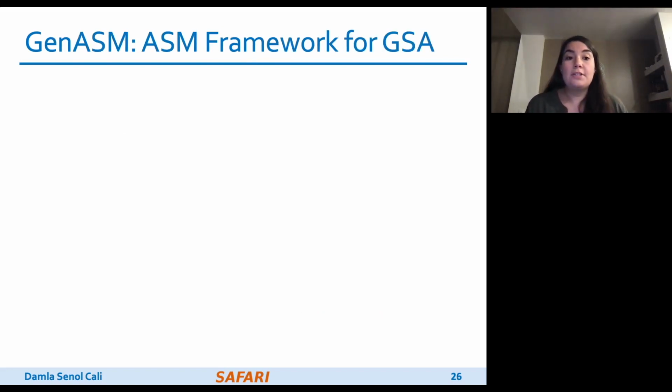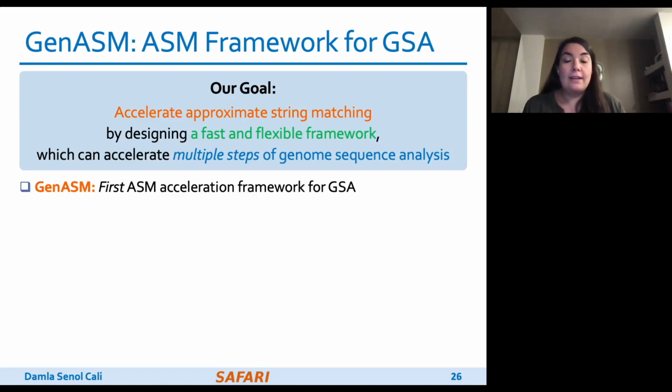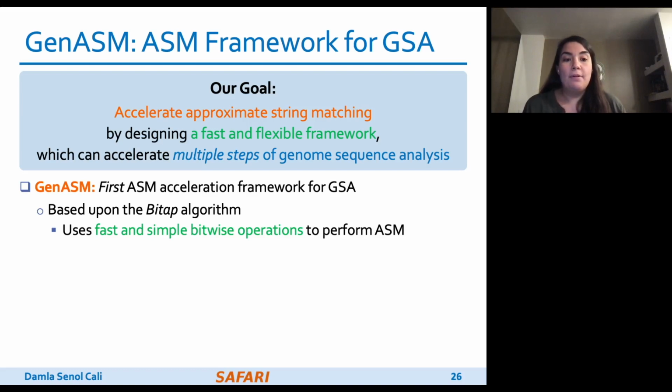So our goal in this work is to design a fast and flexible framework for both short and long reads, which can accelerate multiple steps of genome sequence analysis. To this end, we propose GenASM, and we base GenASM on BiTAP, which is an ASM algorithm that uses only fast and simple bitwise operations, making it amenable to efficient hardware acceleration.